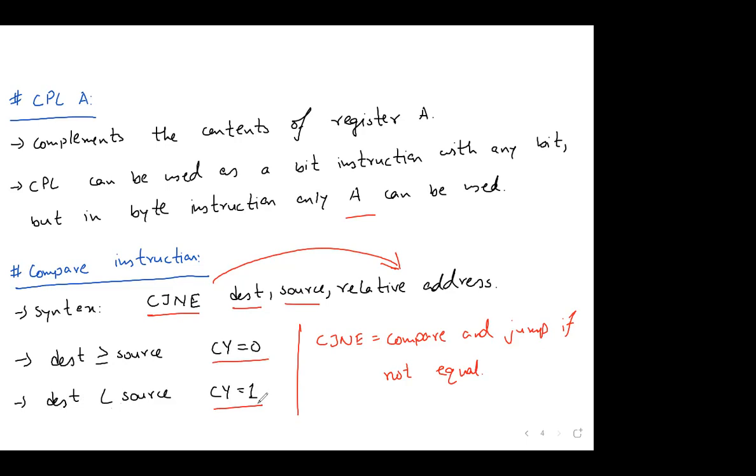All right. So please keep this in mind, especially these two. If destination is greater than the source, carry flag will be 0. If destination is less than the source, carry flag will be 1. Now let us see an example. After that, I will take your questions if you have any.